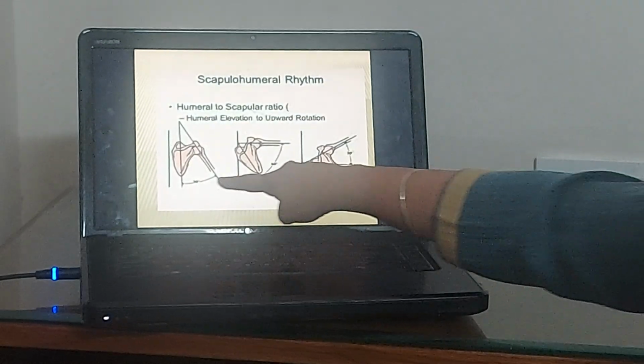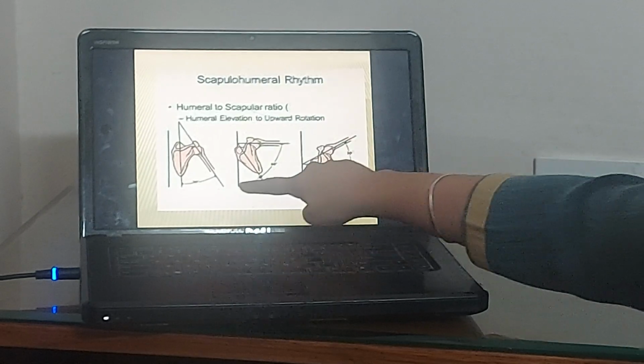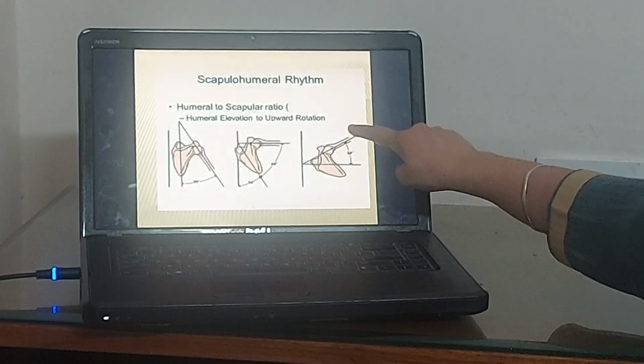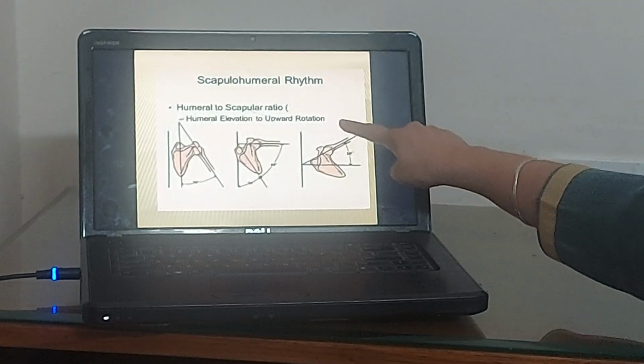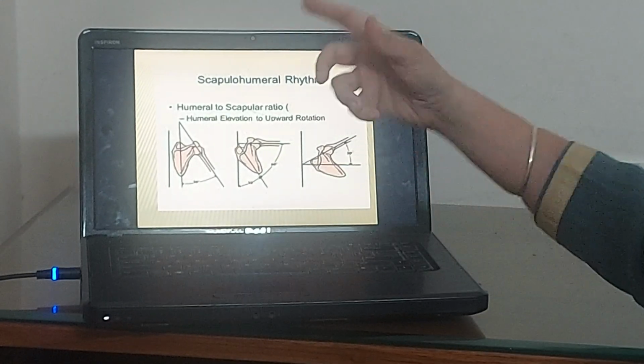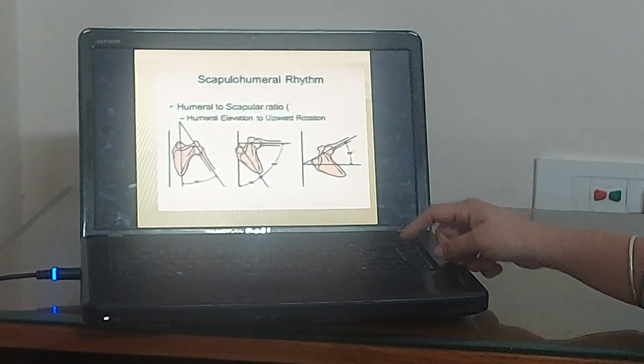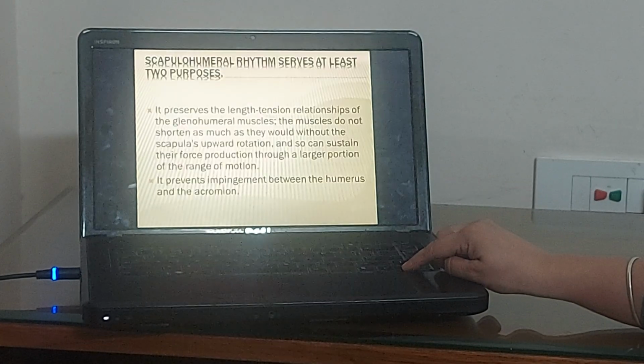Fine. So you can see the range, how this 30 degrees, another 60 degrees added, it has become 90 degrees, and to that 90 degrees another 60 degrees is added. So you can see it is already 160, but ideally it is 180. So you can see this 30 degrees further goes on into rotation of 60 degrees at the scapula.